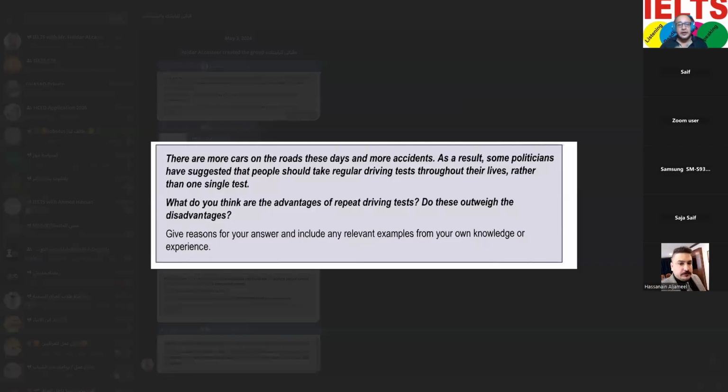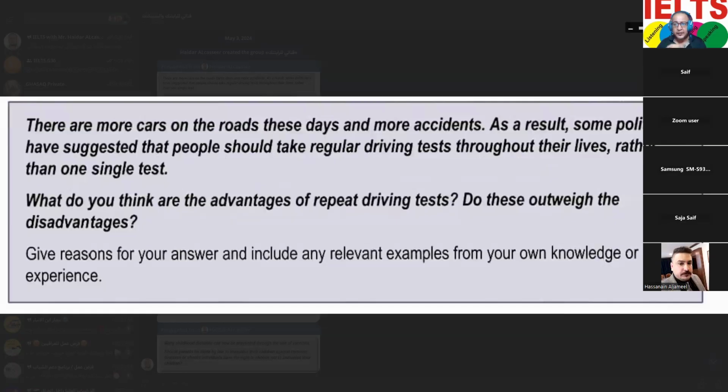Okay, thank you. Let me read it for you and tell you how to write it. It says, let me magnify, it says here, there are more cars on the roads these days and more accidents. As a result, some politicians have suggested that people should take regular driving tests throughout their lives, rather than one single test. So, the first thing you need to do is paraphrase this one.